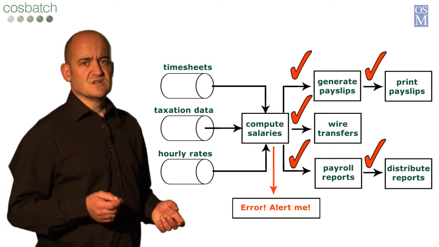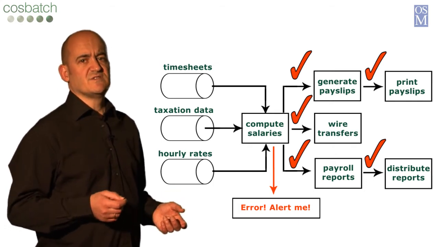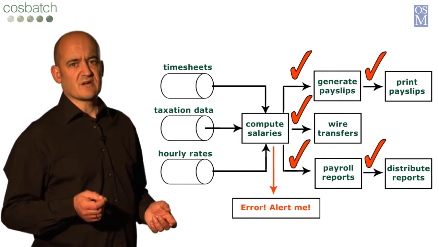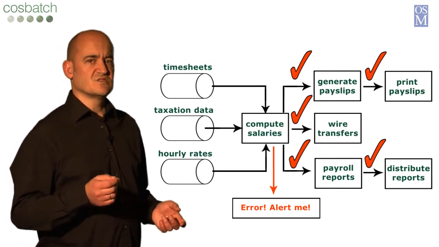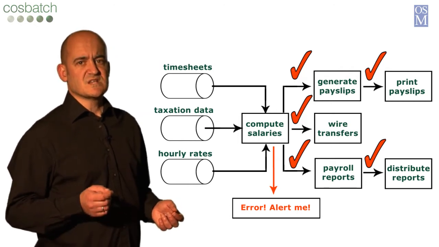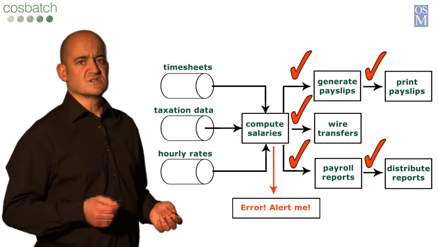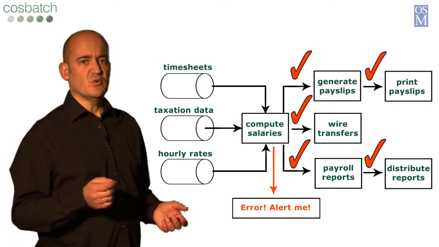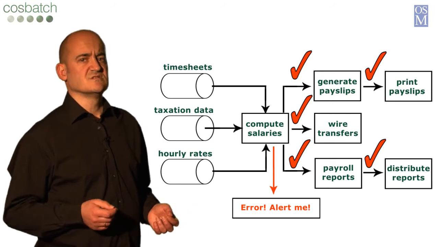Today's job schedulers typically provide a graphical user interface and a single point of control for the definition and monitoring of these background executions in a distributed network of computers. In our scenario, the salaries might be computed on one computer system, but the wire transfers might be executed on another, and the reports generated on a third, for instance. So let's look at how a job scheduler works in practice.